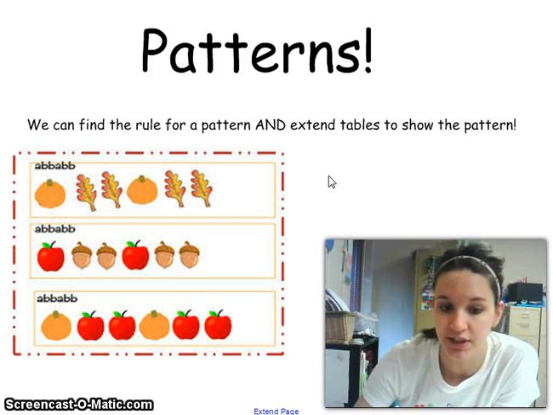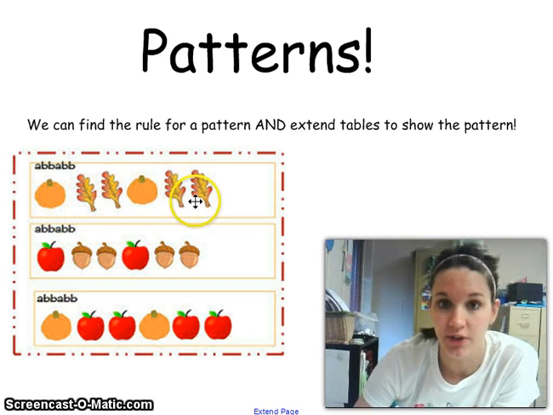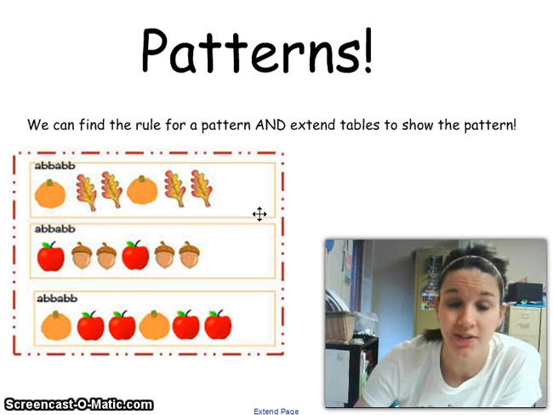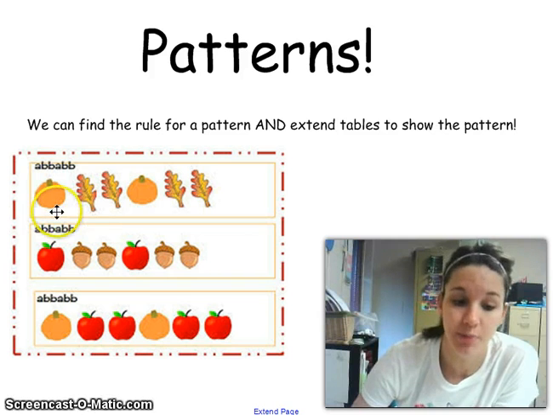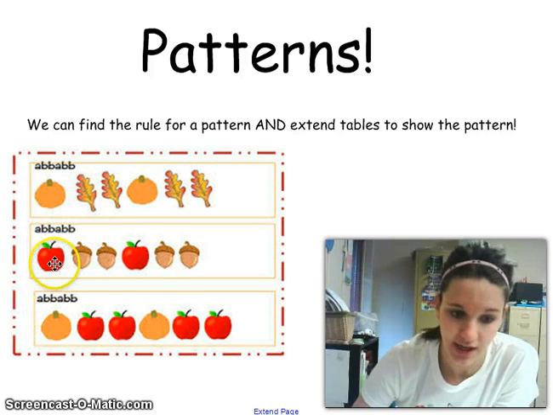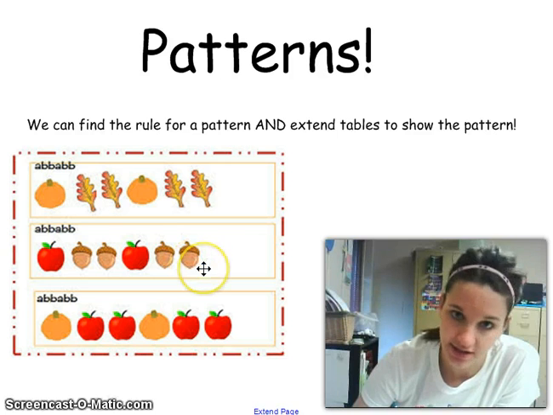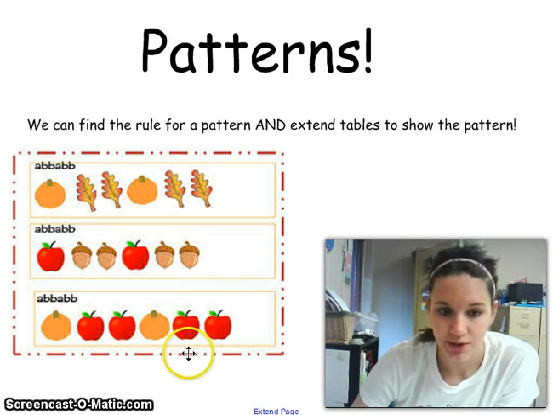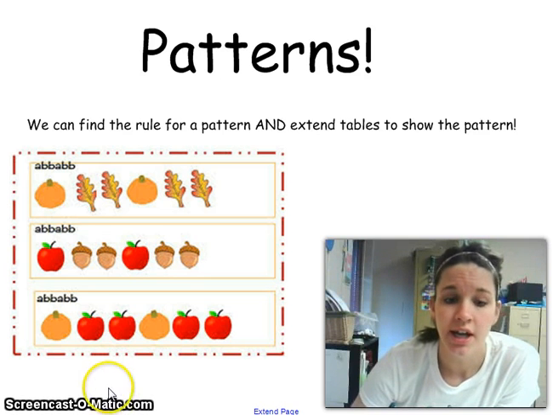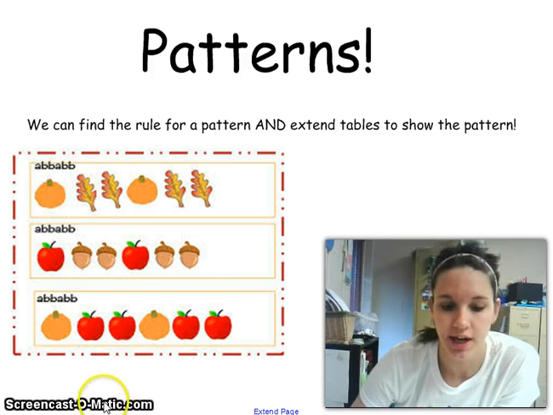Patterns are things that are repeated over and over, whether it's numbers, shapes, letters, pictures. So here's some really simple examples. In this first one, pumpkin, leaf, leaf. Pumpkin, leaf, leaf. You could easily tell me that next is going to be a pumpkin followed by two leaves because that is the pattern. That is, this pumpkin, leaf, leaf is what's repeated over and over and over. Same thing, apple, acorn, acorn. Apple, acorn, acorn. You can tell me that next is going to be an apple and two acorns. So these are some really simple examples of patterns, but we have to know what patterns are in order to be able to write rules for patterns, because we're going to make it a little more difficult today.